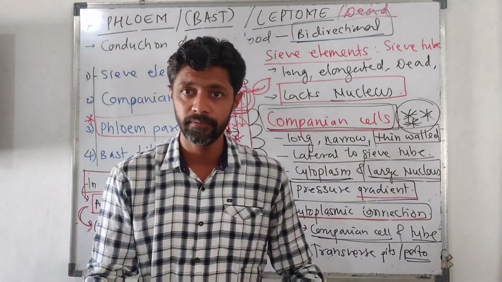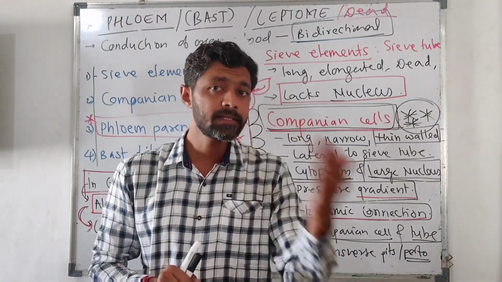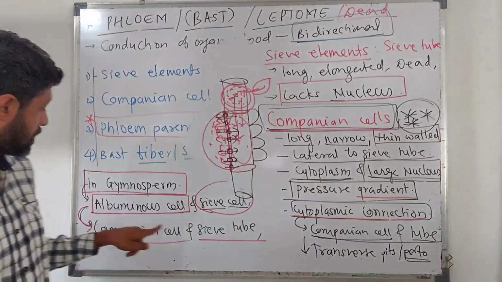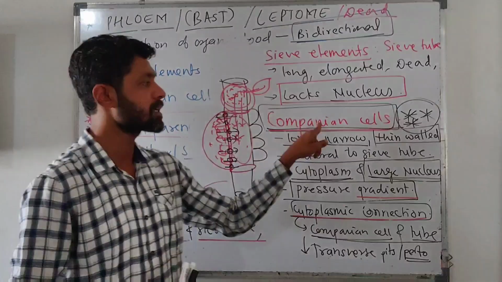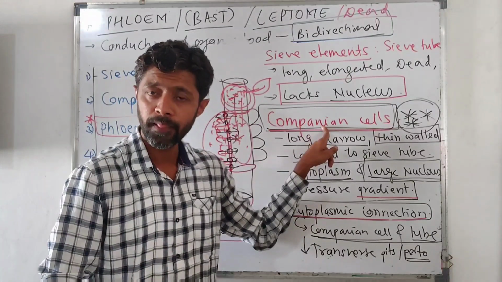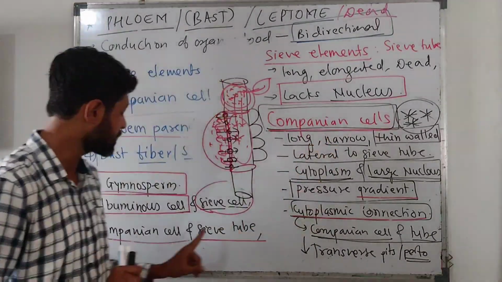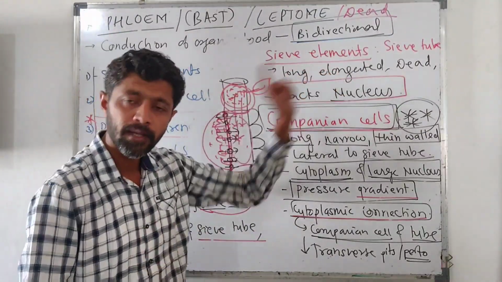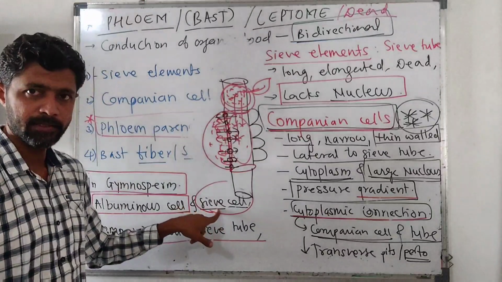See, an important thing about companion cell: companion cells are absent in gymnosperm, and instead of companion cell in gymnosperm, there is the presence of albuminous cell, as we have considered here. Companion cells are absent in gymnosperm and they are replaced by the albuminous cell. As well, sieve tubes are absent in gymnosperm and they are replaced by sieve cells.